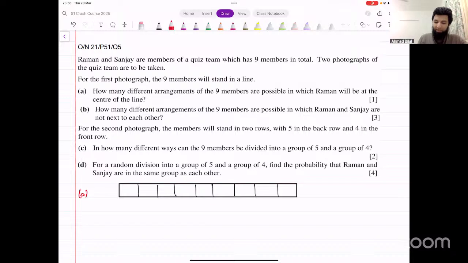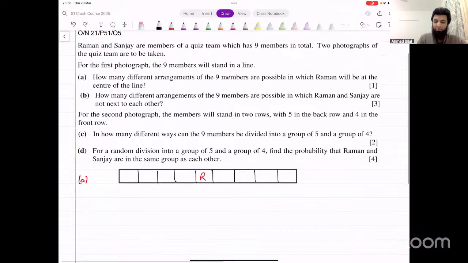Rahman is going to be exactly in the middle. So let's say this is Rahman. Now we've got 8 remaining places and 8 remaining people. In how many ways can we arrange them? 8 places, 8 people. That's just 8 factorial, right?